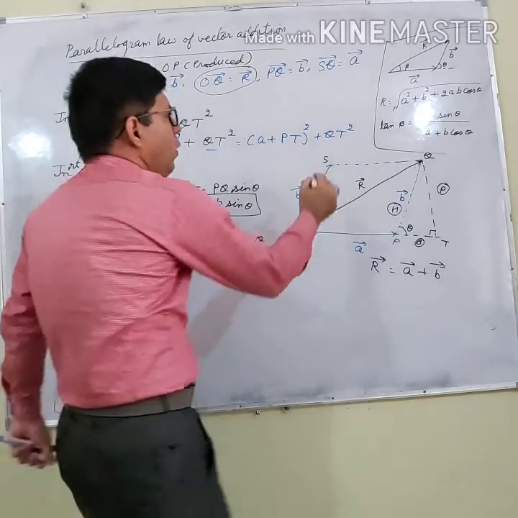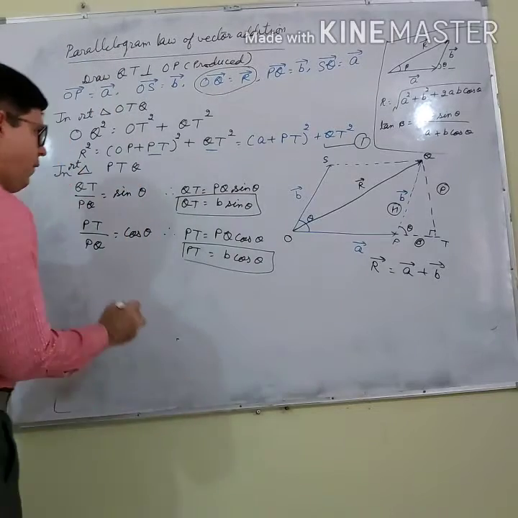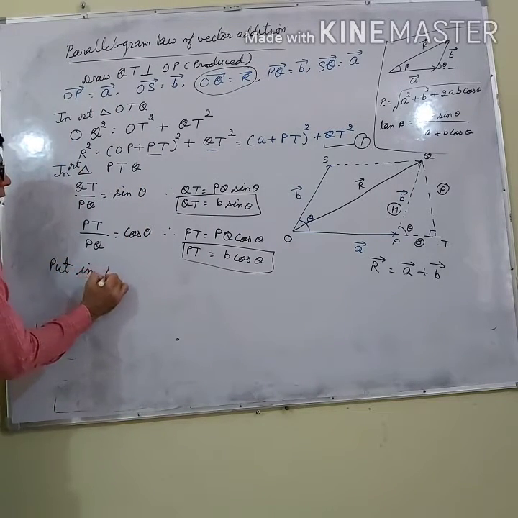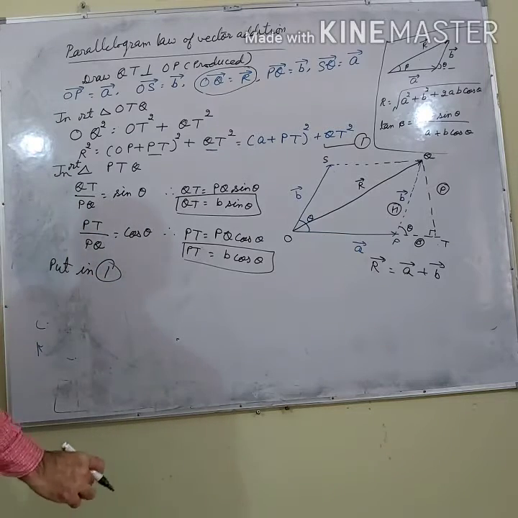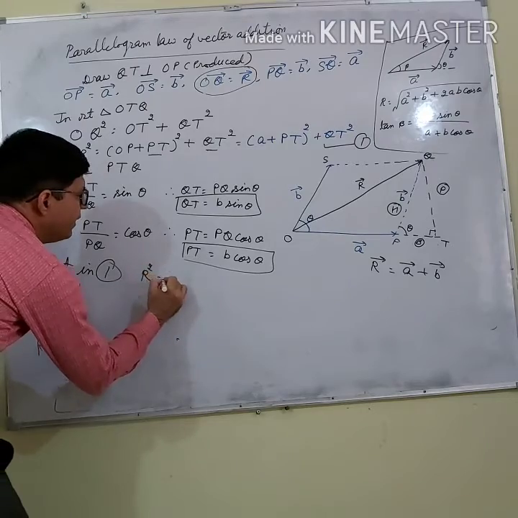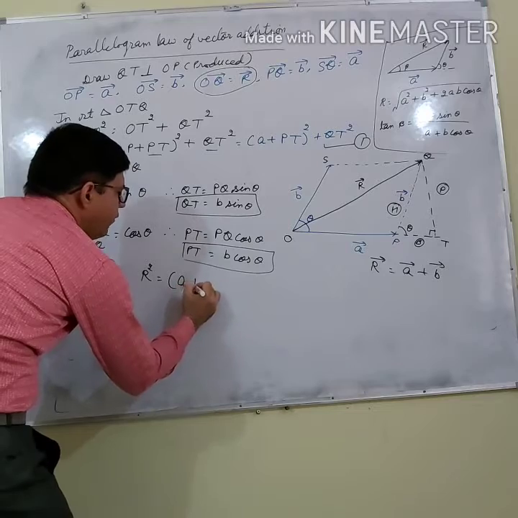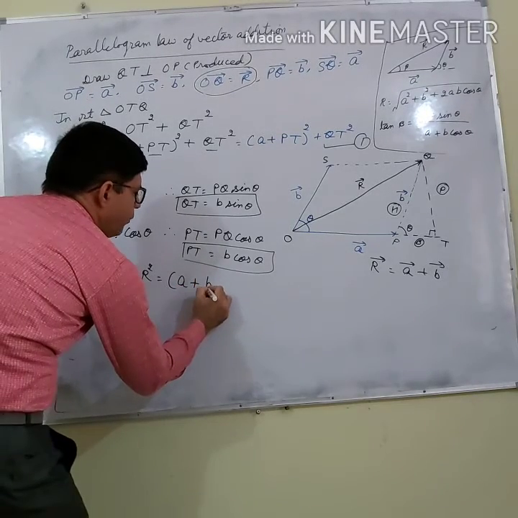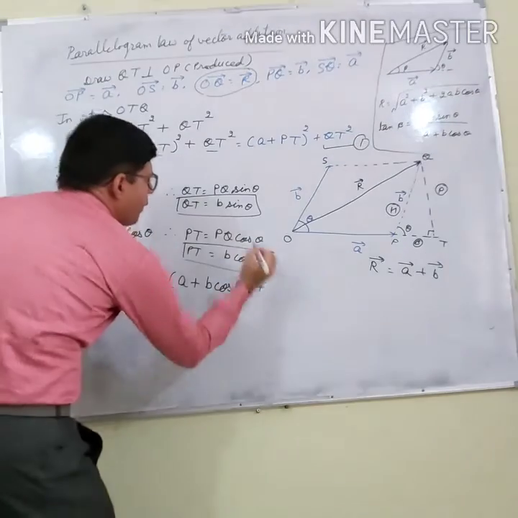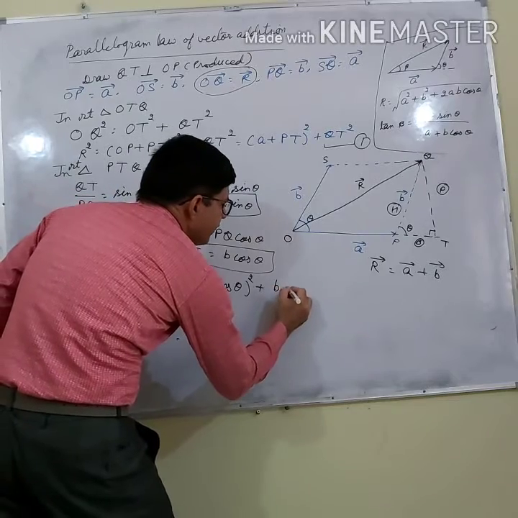So what will I do? I will put this expression in equation 1. If I put it in 1, what will I get? R square equals A plus, and what is PT? PT is B cos theta, whole square, and what is QT? B sin theta, also square.